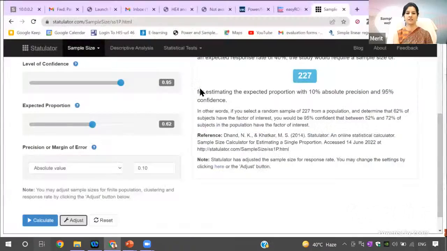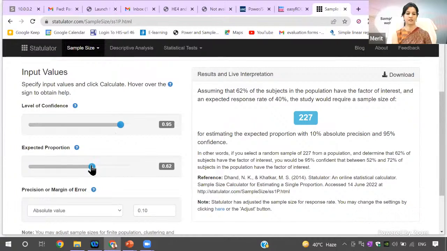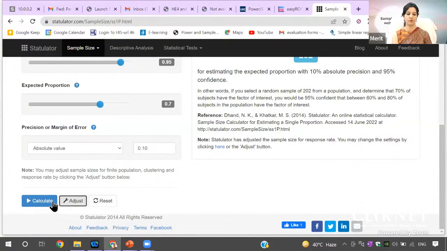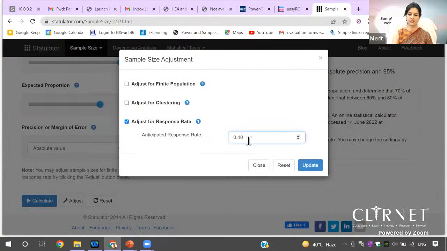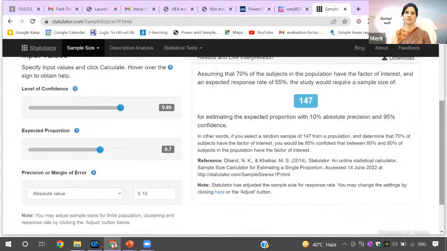And this is for the single proportion. So I will take 70% initially. So this is 70, and then this again 10%. And then as a correction, this will be the 55. So I have calculated this, and in adjustment, I'll make this 0.55 and then update this. So the calculated sample size is 147.